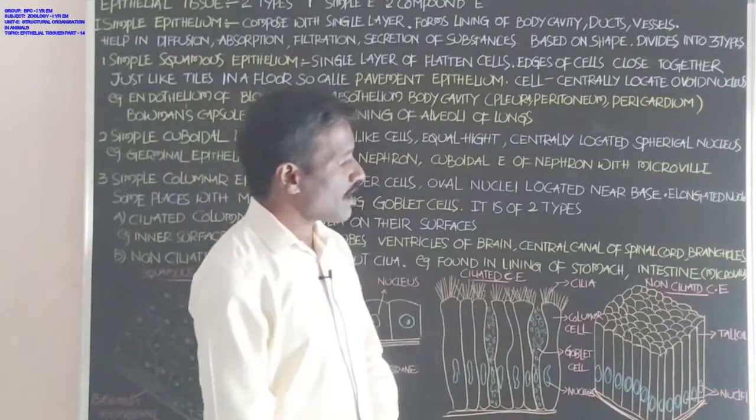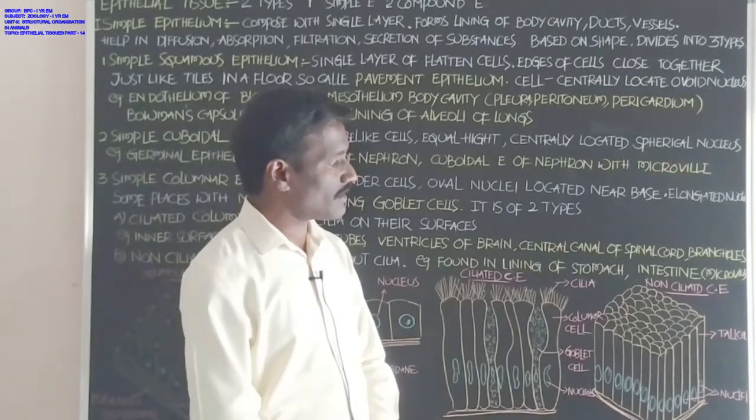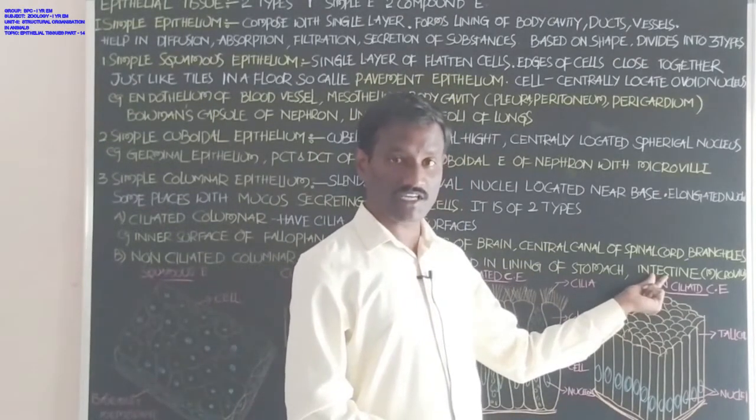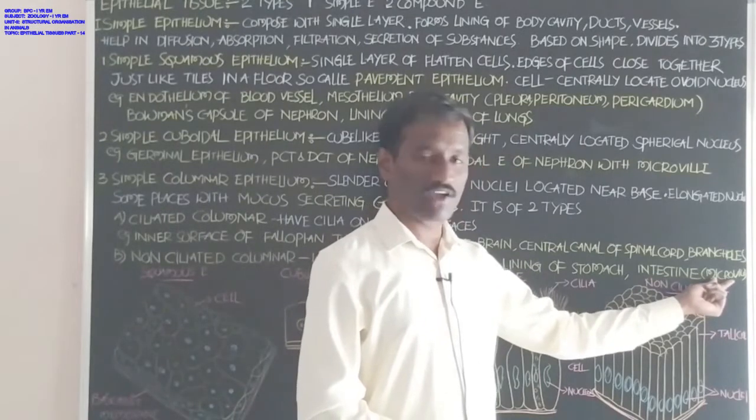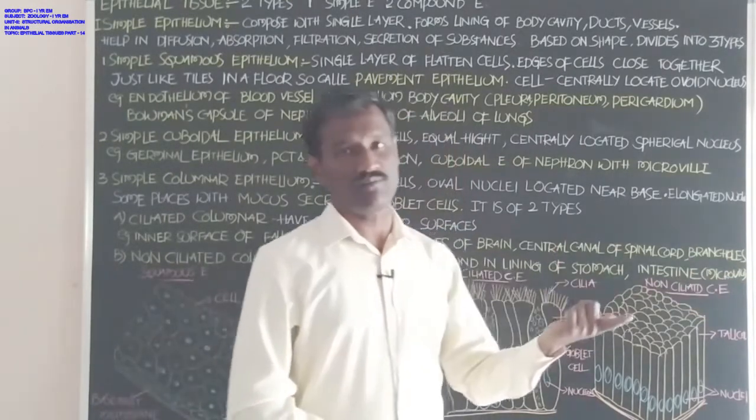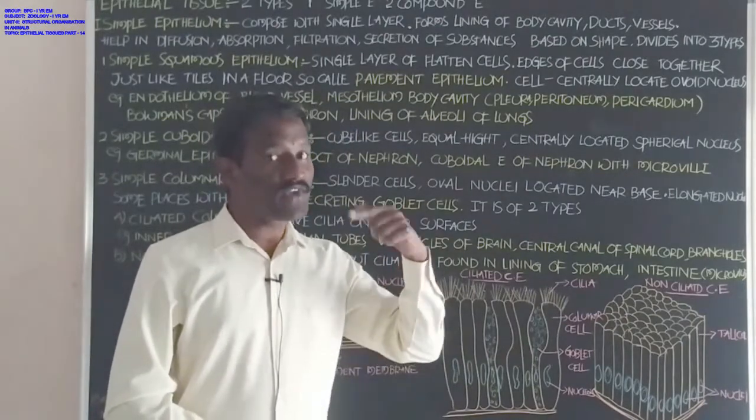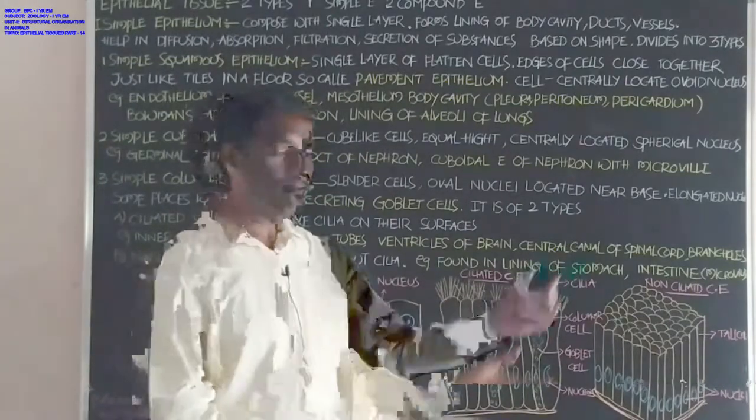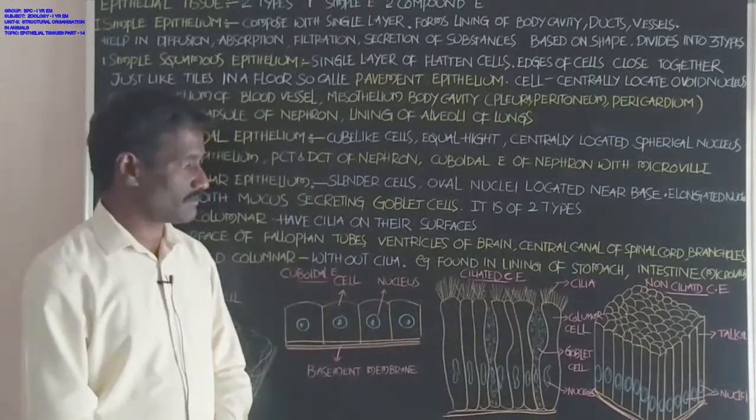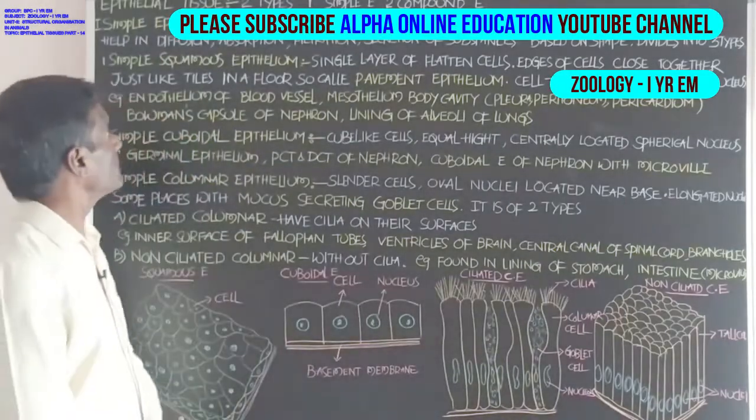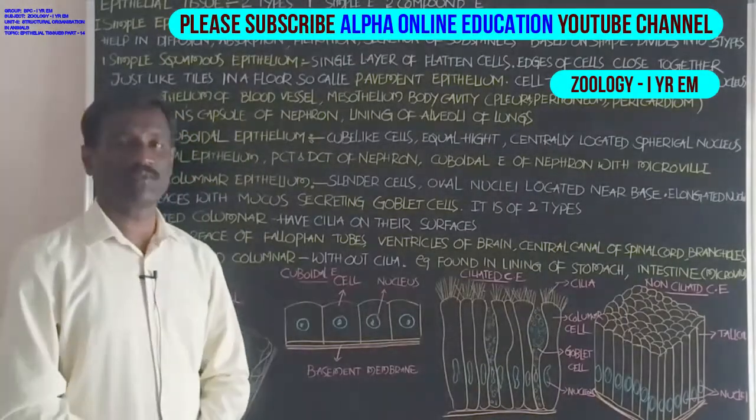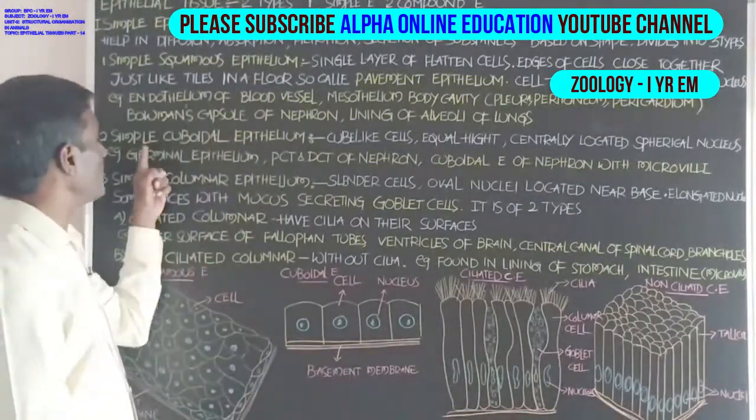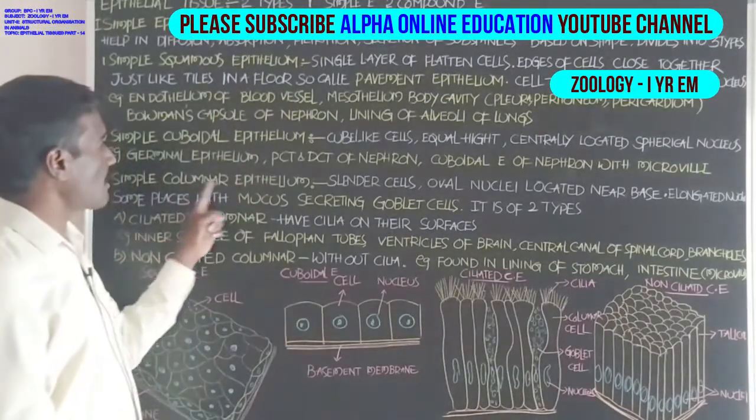And students, the epithelial cells that line the small intestine show microvilli. Microvilli increase the surface area, the absorptive area, of those epithelial cells. Okay students, that is about simple epithelium and the different types of simple epithelium: simple squamous epithelium, simple cuboidal epithelium, and simple columnar epithelium.